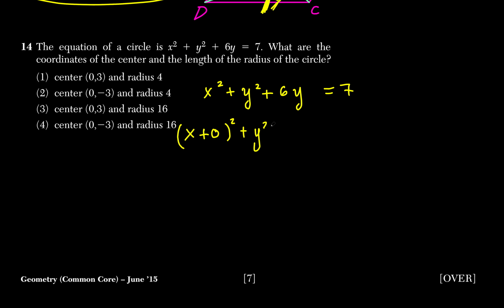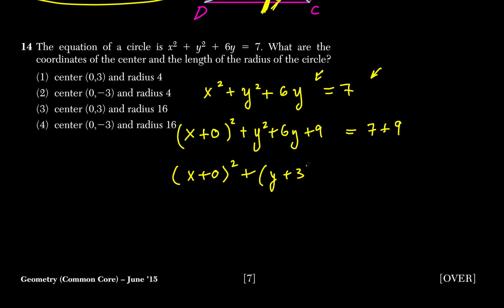So you're going to have y squared plus 6y plus 9. But you have to remember that whatever you add to this side of the equation, you also have to add to that side of the equation. So you're going to have 7 plus 9 here. Now we can condense it further. We have x plus 0 squared plus, and I'm going to rewrite this as y plus 3 squared equals 16.